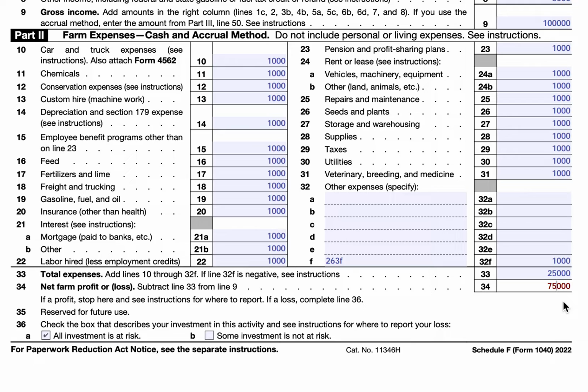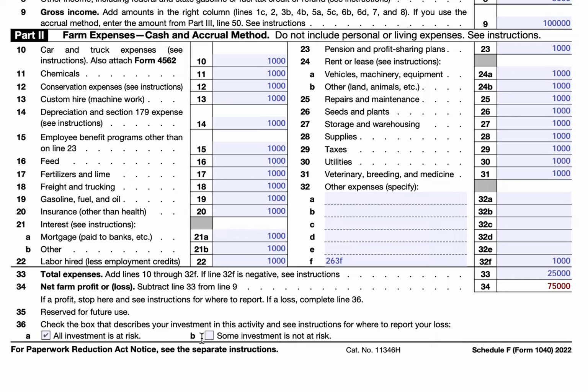If you're reporting a loss, then you may need to make adjustments based on passive activity rules and also at-risk rules. So in line 35, this is reserved for future use, but then line 36, all investment is at risk or some investment is not at risk. What that means is if you have a non-recourse loan, a loan that you take out and you don't have to pay back, it's not collateralized, then that's not really your money at risk. You're not responsible for repaying it back.